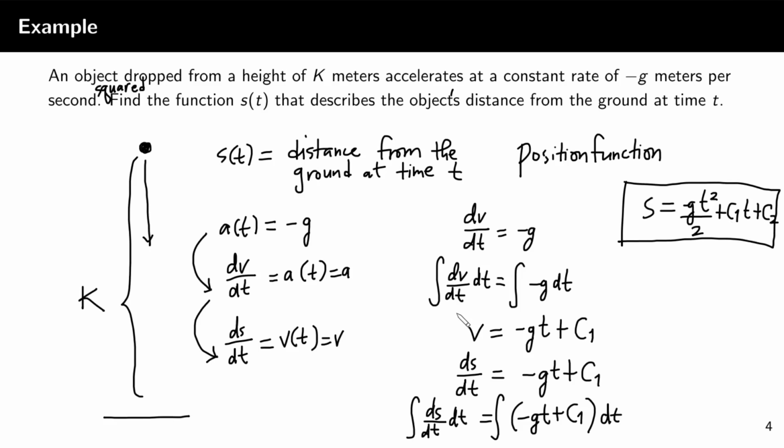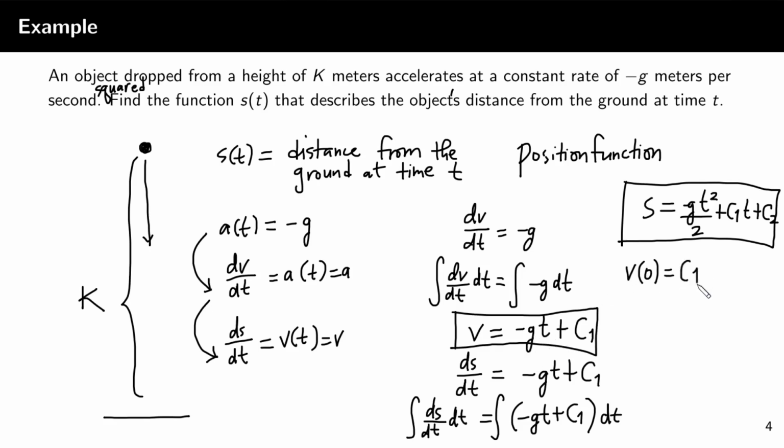Ngayon, kung babalikan natin itong expression natin for the velocity, this is the velocity function. If you evaluate this at t equals 0, so v of 0 is equal to, matitira, makakancel itong negative gt.